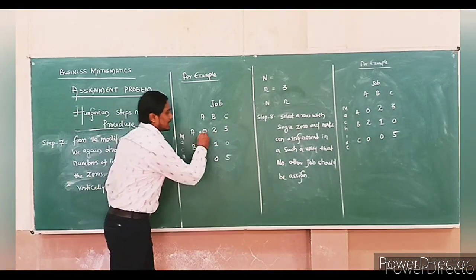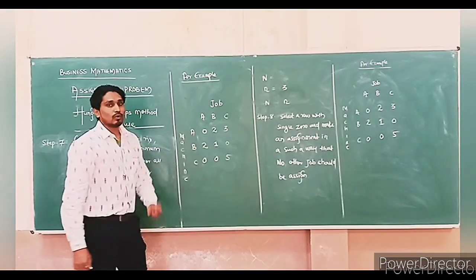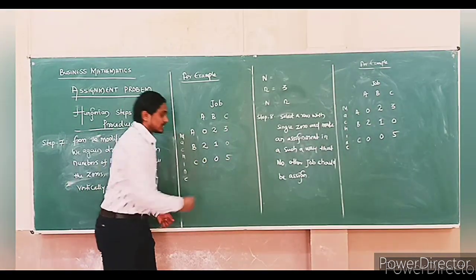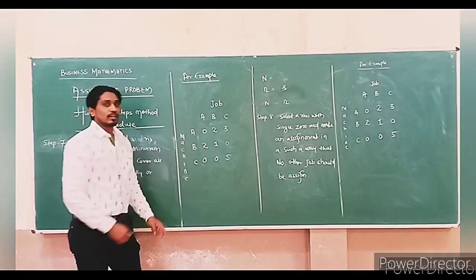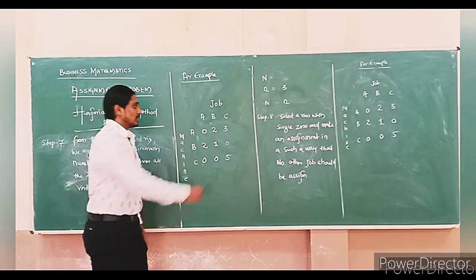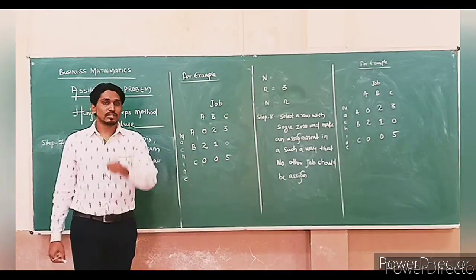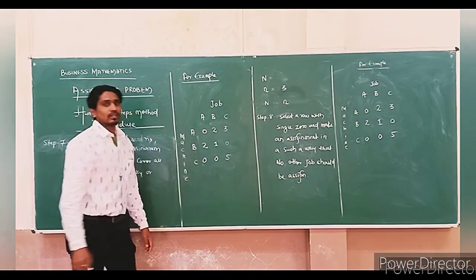See, if I draw the line here, I cover only 1 zero. If I draw the second row, 1 zero. If I draw here in the third row, 2 zeros will be covered, and the first column, 2 zeros will be covered. Second column only 1 zero, and the third column 1 zero. So let us draw either column side or row side.